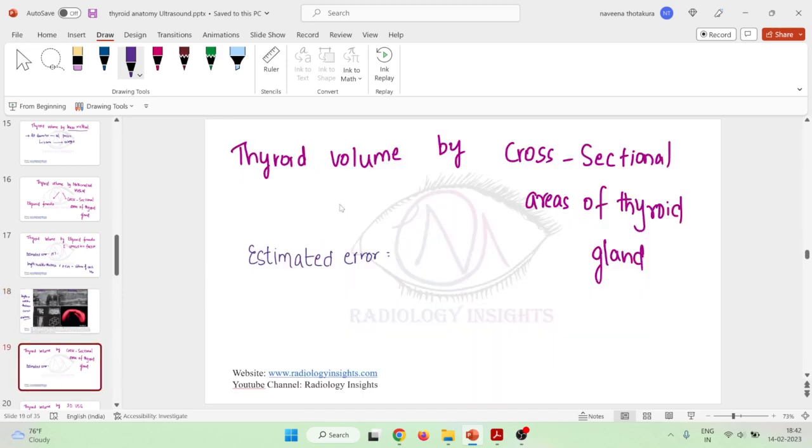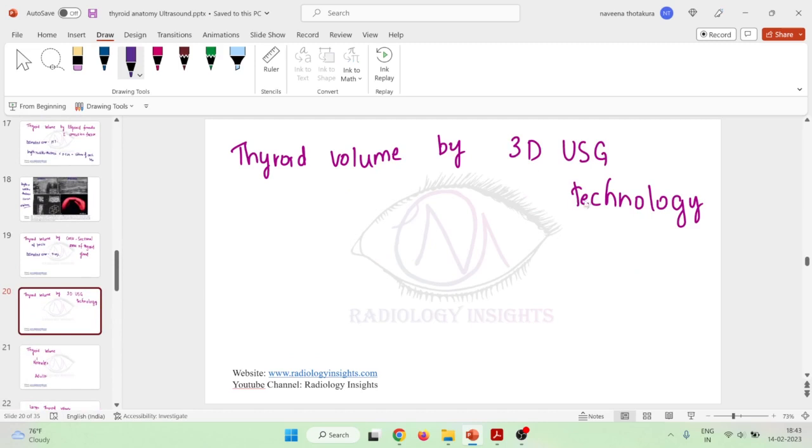Now the second method is thyroid volume calculation by cross-sectional areas of the thyroid gland. By integration of cross-sectional areas of the thyroid gland, the volume calculated is more precise, and this results in an estimated error of 5 to 10%. Recently, 3D USG technology has also been developed for calculating the volume of thyroid gland. This can be done either manually or automatically.